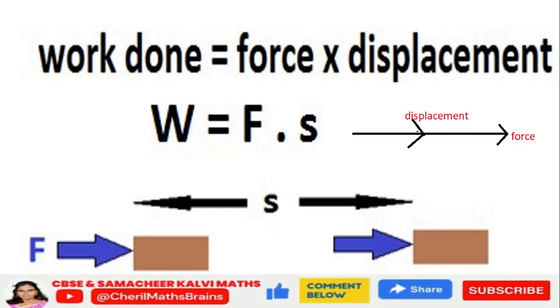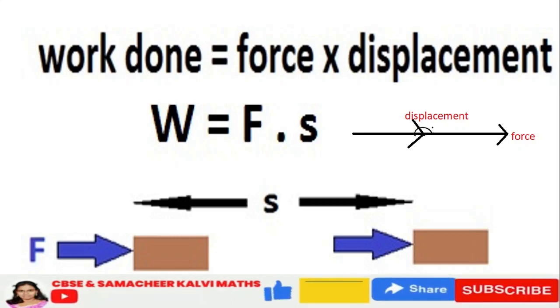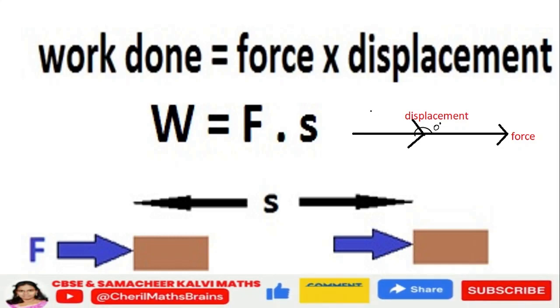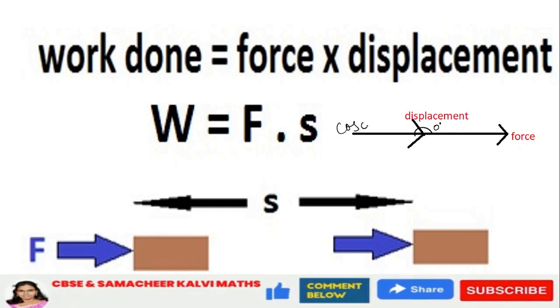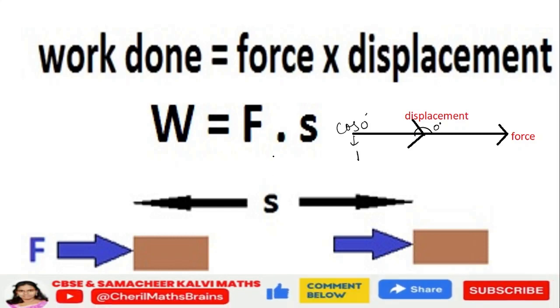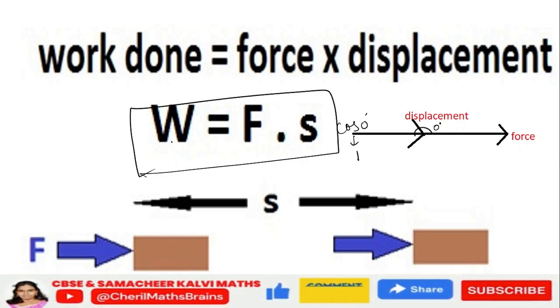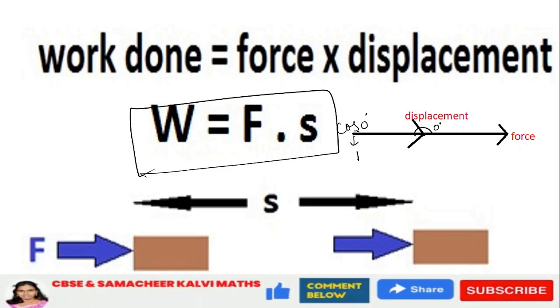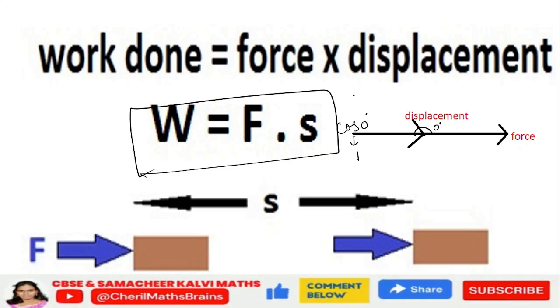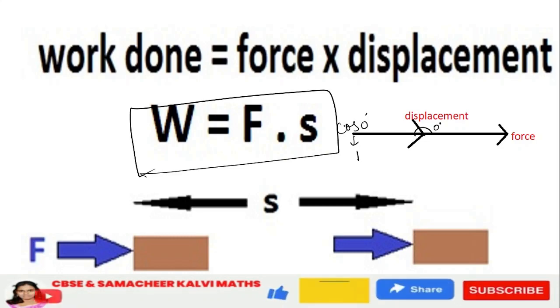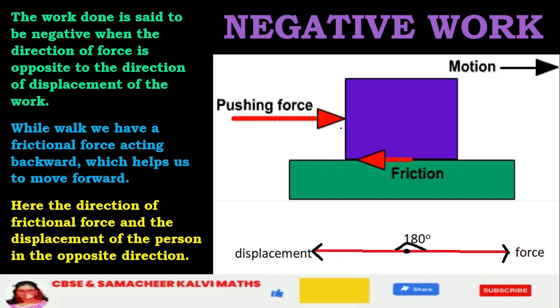Okay, see, displacement and force are there. So the angle between them is what? 0 degree. So you can say that if you have f into s into cos 0, you know that cos 0 is going to be 1. So f into s is going to be just f into s. Okay, so since you are not learning much in detail about cos, sin and all, you are just stopping with this formula, w is equal to f into s.